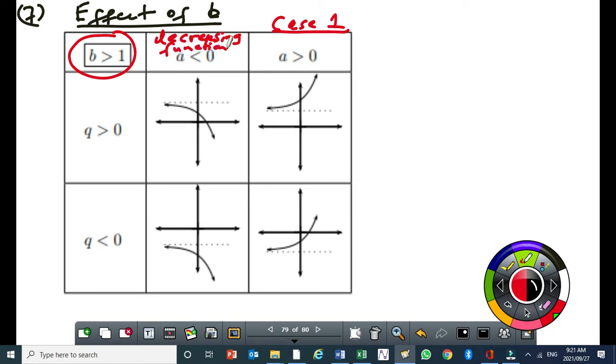Okay? And when A is positive, we have an increasing function. This is very important. Okay? And then if A is positive but Q is negative, whenever Q is negative, it means the horizontal asymptote will be below the x-axis. Okay, but if A is positive, then it will be an increasing function. Therefore, the curve is drawn above that horizontal asymptote.